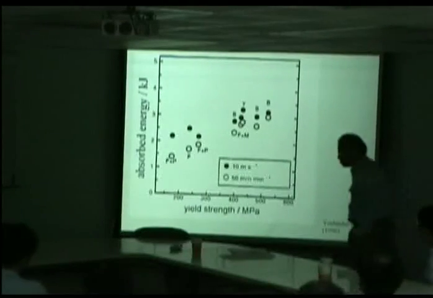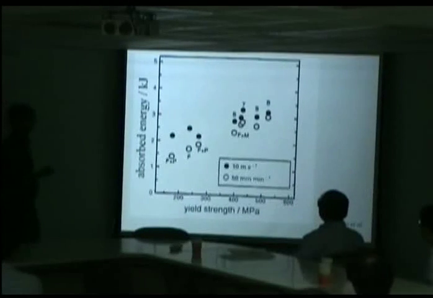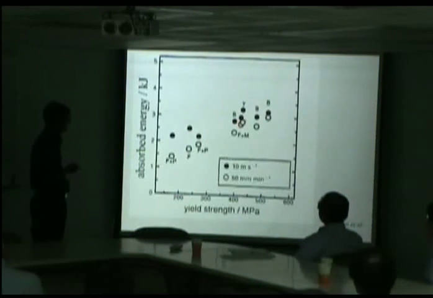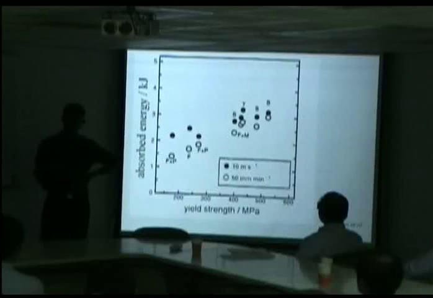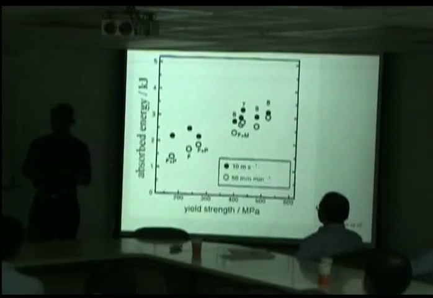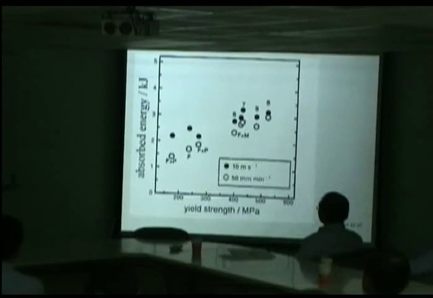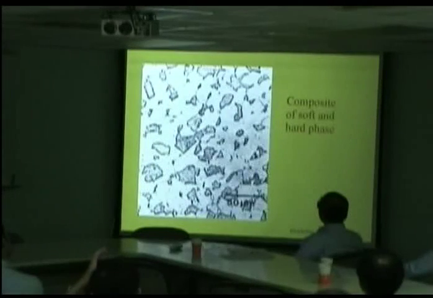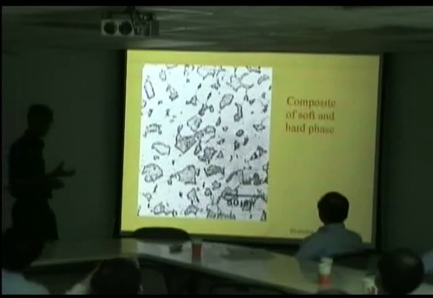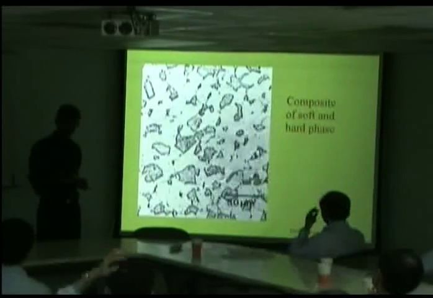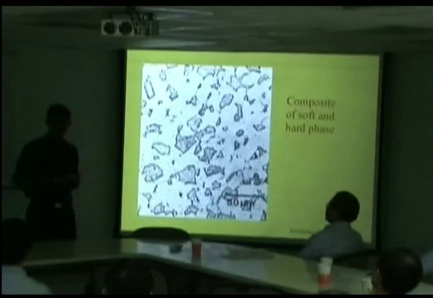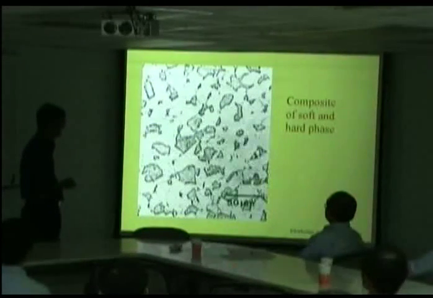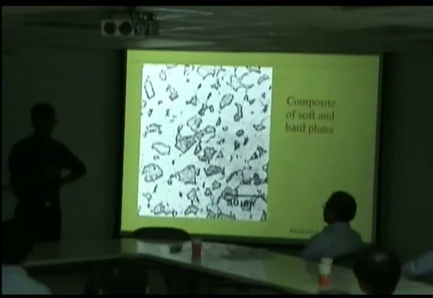This is just to show you that we've got many, many steels which show the same sort of properties as TRIP-assisted steels, but which don't contain any retained austenite. So the contribution from retained austenite is very small to the elongation. And I think what we have forgotten is that we are not dealing with a homogeneous material. We are actually dealing with a composite material in which the properties of the ferrite are very different from the properties of the hard phase.